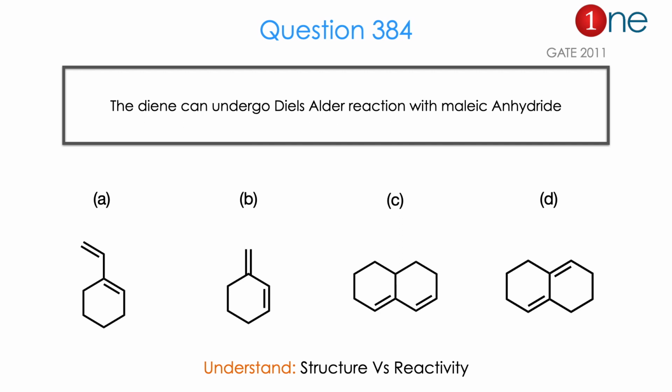So from the question of Diels-Alder reaction with four possible dienes, you might realize the question is really about structure versus reactivity. The answer is A. Let us see how.